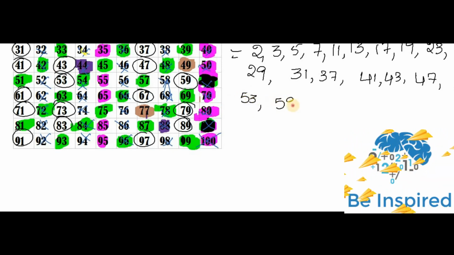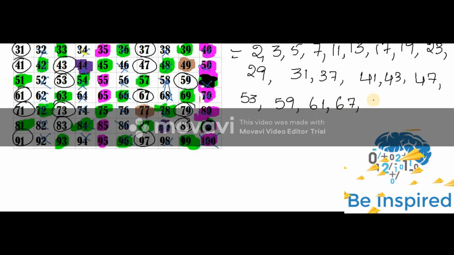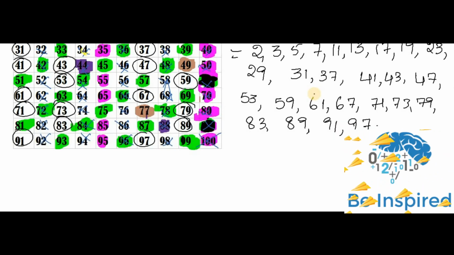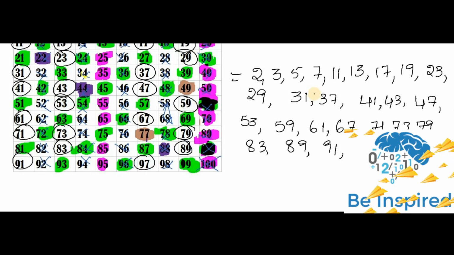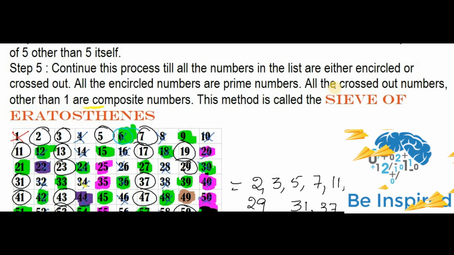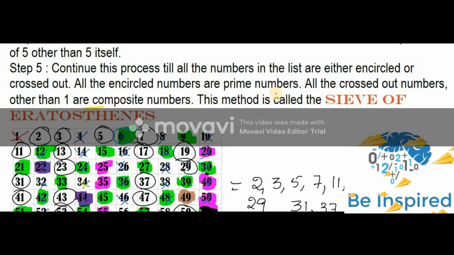53, 59, 61, 67, 71, 73, 79, 83, 89, 91, 97. So these are the numbers which have only two factors, nothing but prime numbers. So continue this process till the end of the list. Okay, this is completed, and all the encircled numbers are prime numbers. All the crossed out numbers other than 1 are called composite numbers.